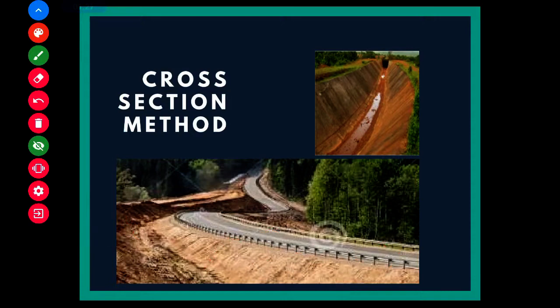The same thing for the canals here. It will have the same cross-section along this canal. So at any point of the canal, if you cut, it will have the same cross-section.